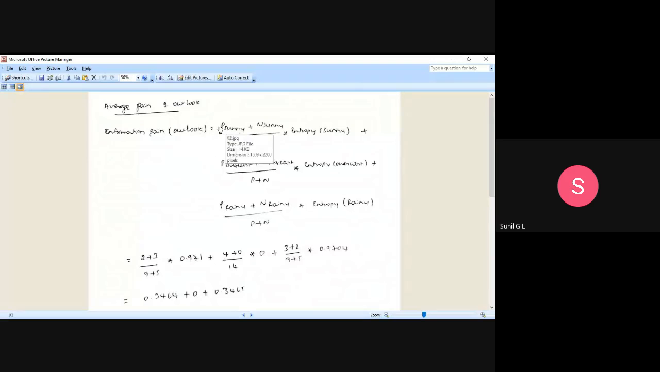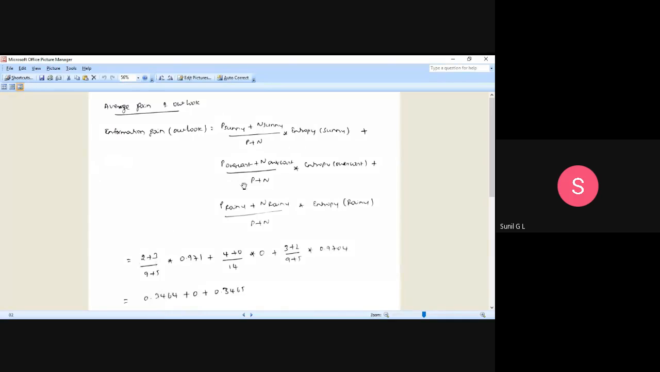The formula will be positive sunny plus negative sunny divided by positive plus negative of the whole data set. See here, P sunny and N sunny. How many positive sunny are there? 2. And how many negative sunny are there? 3. And how many positives and negatives are there for the whole data set? It will be 9 plus 5, into the entropy of sunny. We already calculated the entropy of sunny, which is 0.971.